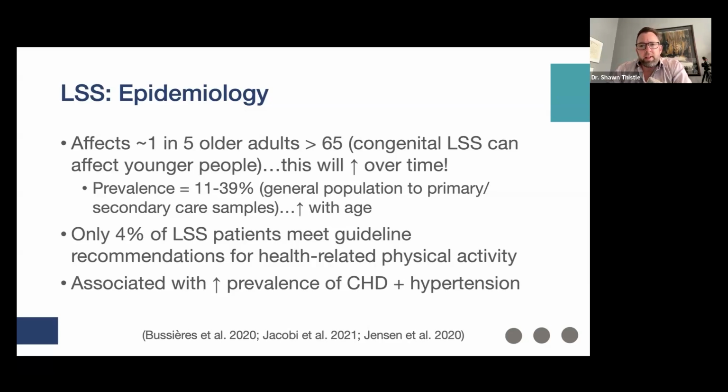And we also know that this condition is associated with an increased prevalence of coronary heart disease and hypertension. As I've mentioned in other courses before, chronic low back pain and lumbar spinal stenosis can, of course, be a cause of chronic low back pain or a contributor to it, is now thought to be a general indicator of poor health and is known to go along with other chronic health conditions.